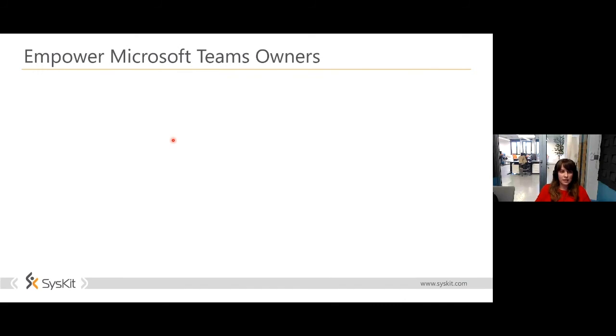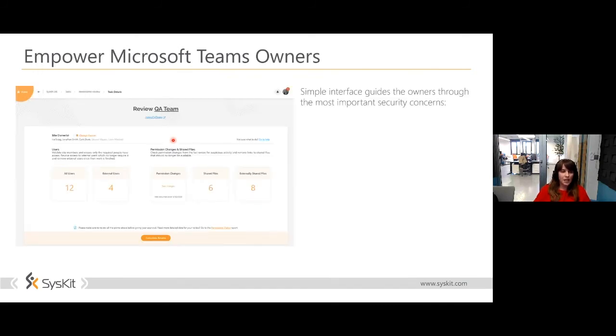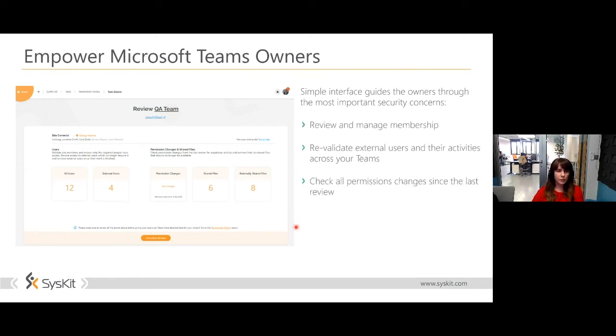But how does this look for the owners? As I mentioned at the beginning, we wanted to make this tool really, really easy to understand and use. So when I, as an owner, get the task, I click on the link and it takes me to the SysKit Point interface. And here we decided to pinpoint the most important things that need to be reviewed. Who are my members and owners? Who are the external users on my team? I can even check all the permission changes that have happened since the last review.